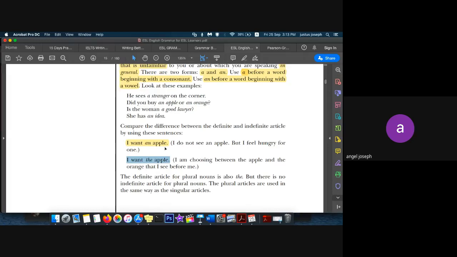I want an apple. Is the apple defined? An apple. I want an apple. Is it defined? Which apple? No. So here he has explained what it means. I do not see an apple. I do not know the shape, the color, nothing. But I feel hungry for one.